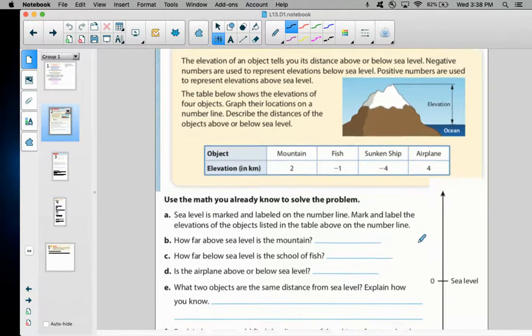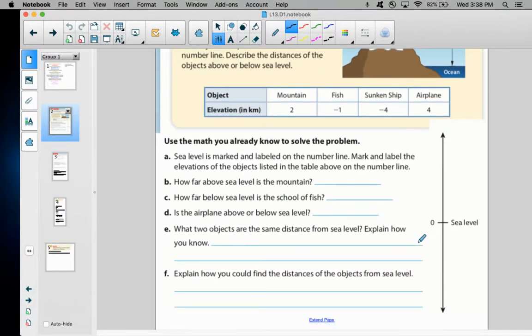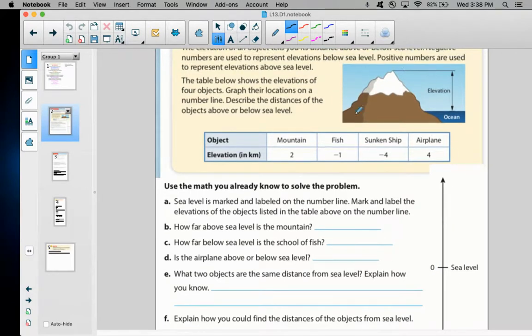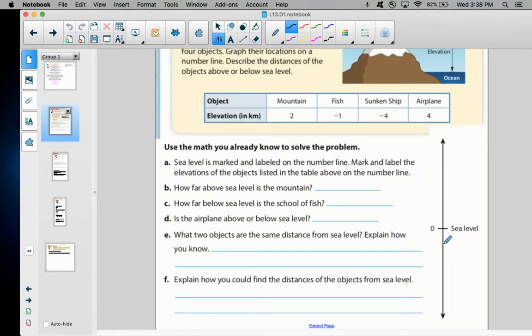So we have here, and this is actually in your instruction book, page 118, a number line. And what you notice about this number line is it's actually turned on its end, so it is vertical and not horizontal. That's really useful when we're dealing with elevation, so we can see the same kind of picture that we have up here, and we can actually use our numbers to represent where these objects exist as they relate to this sea level, which is 0. So sea level is marked and labeled already on our number line. We have to now place the objects and elevations listed in the table on the number line.